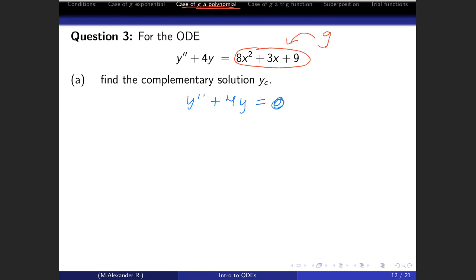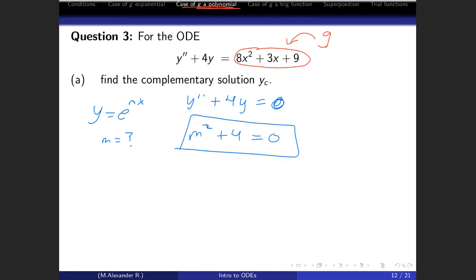Okay, so we have this homogeneous equation, and we want to solve it, so we make a guess here. The guess is that this is going to be an exponential function, and then we want to know what the m is equal to, and when we plug in the y function, we get the auxiliary equation, which is m squared plus 4 is equal to 0. So do the algebra, and then you get this auxiliary equation. Now, what are the roots of this? This turns out to be m is equal to plus or minus 2i if you do the algebra. Okay, so m is equal to plus or minus 2i.